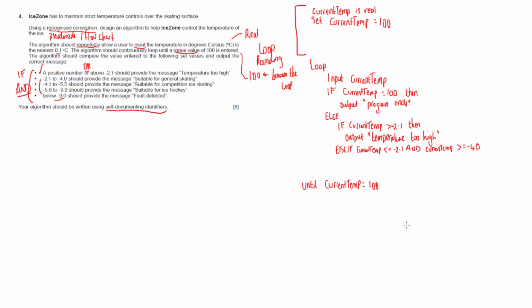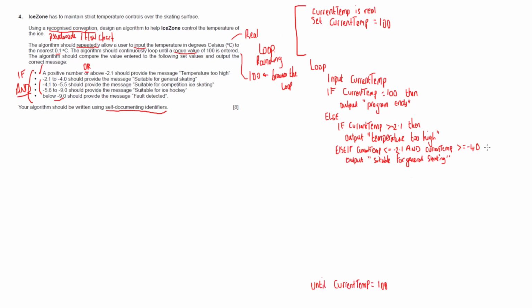Now you've got to be careful with the logic here. We are working with negative numbers, so just think it through very, very carefully. And this is going to say output suitable for general skating, and there we go. And don't forget the if statement needs to have an end condition that says then, and then it moves into the true part of the statement which says output suitable for general skating.